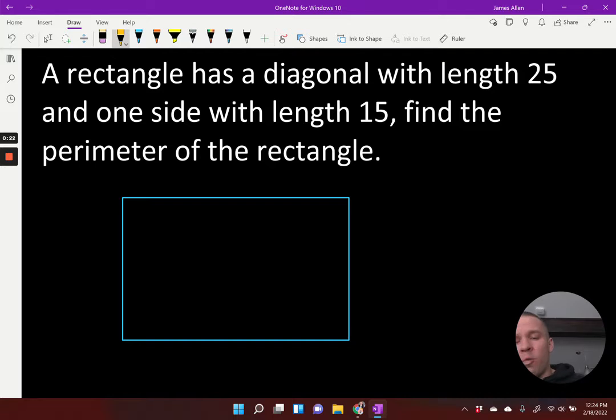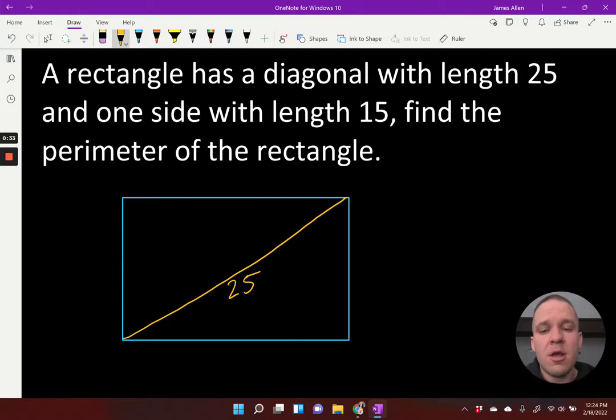All right. Now, one of the diagonals is 25. And if you remember from the diagonals of a rectangle, they are congruent. So both of them would be the same. I'm going to draw one here for now. And if I need to draw the second, I'll draw the second. But for now, I'll do that.